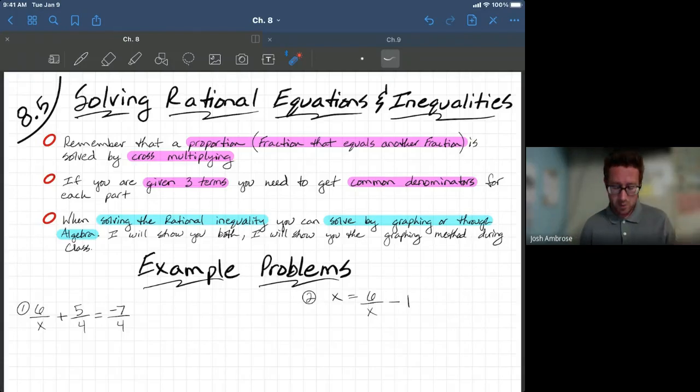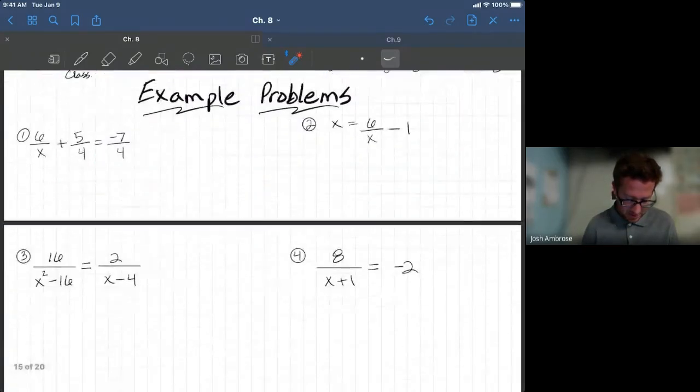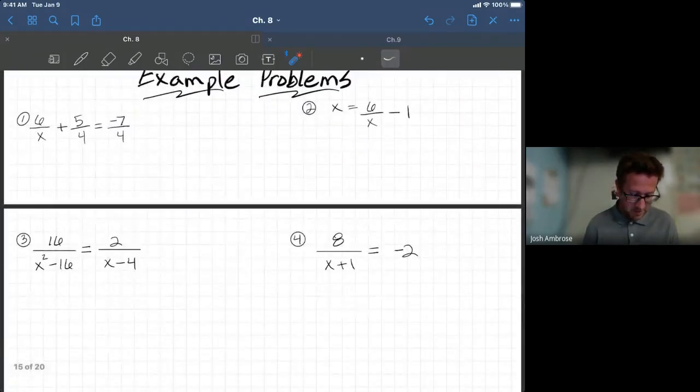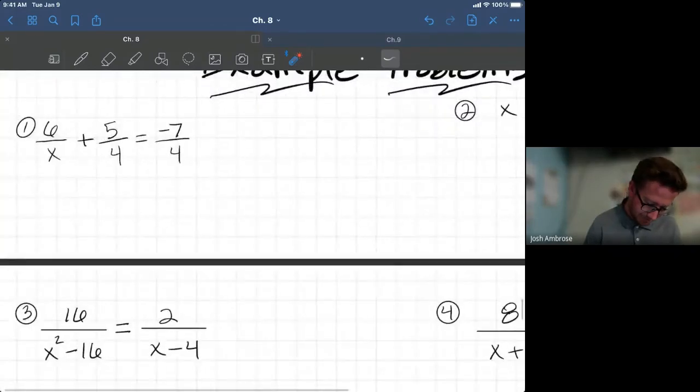The one thing I will teach you in class is solve by graphing. Okay, so that's going to be rational inequalities solved by graphing. We're going to do that problem in class together. All right, so let's get through a few example problems so you can see what we're talking about. Okay, all right, first one, here we go.